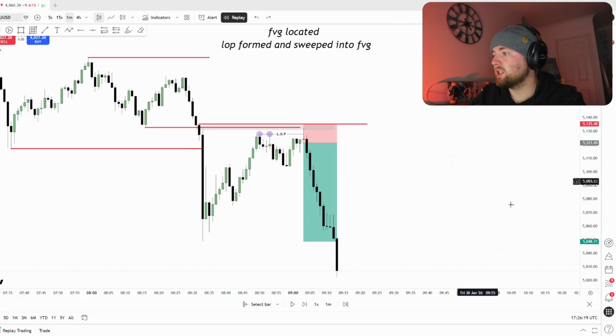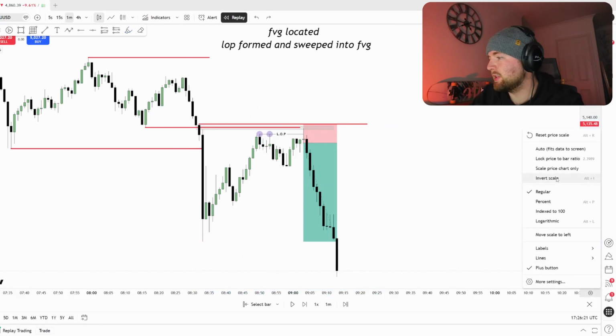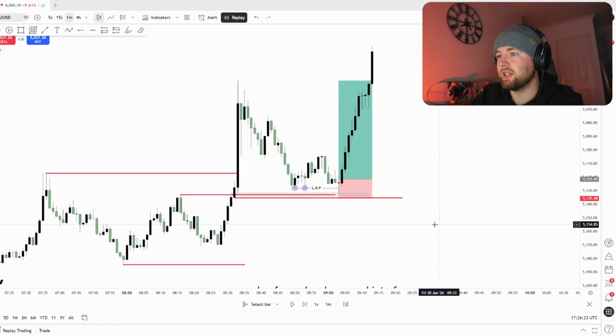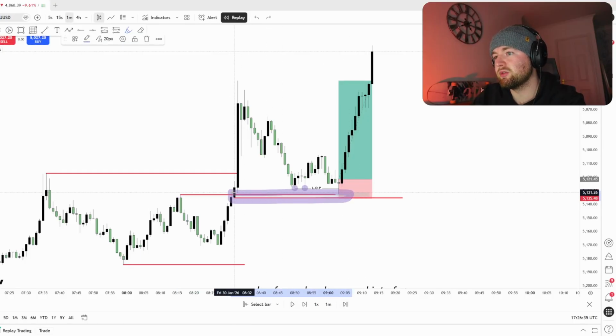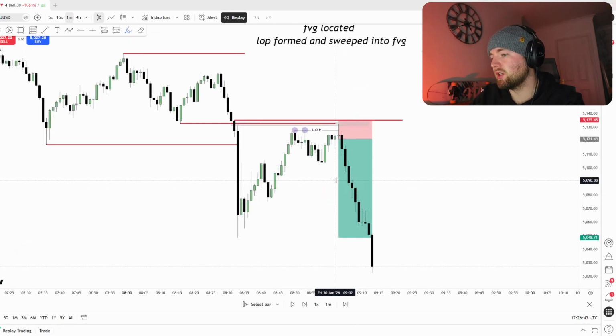If you flip this the other way around, it's the exact same thing. If you had a bullish bias for the day, you would have had the break of structure to the upside, and then you would have had this fair value gap sitting here along with this high being broken, sitting and crossing through that fair value gap. Then you had the LOP, and then we tapped into that, and then we had entered.